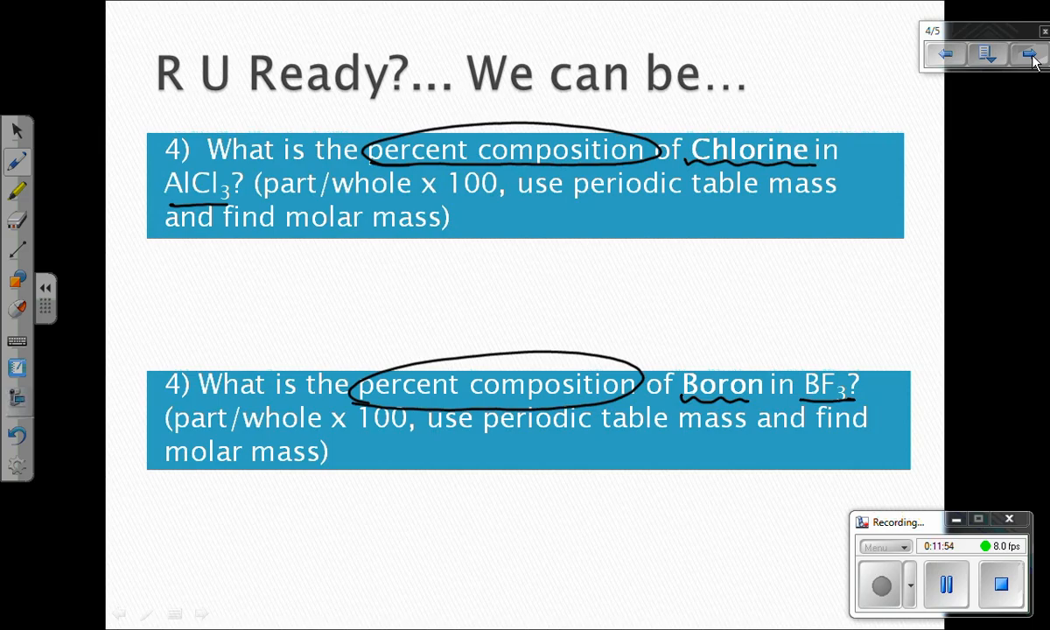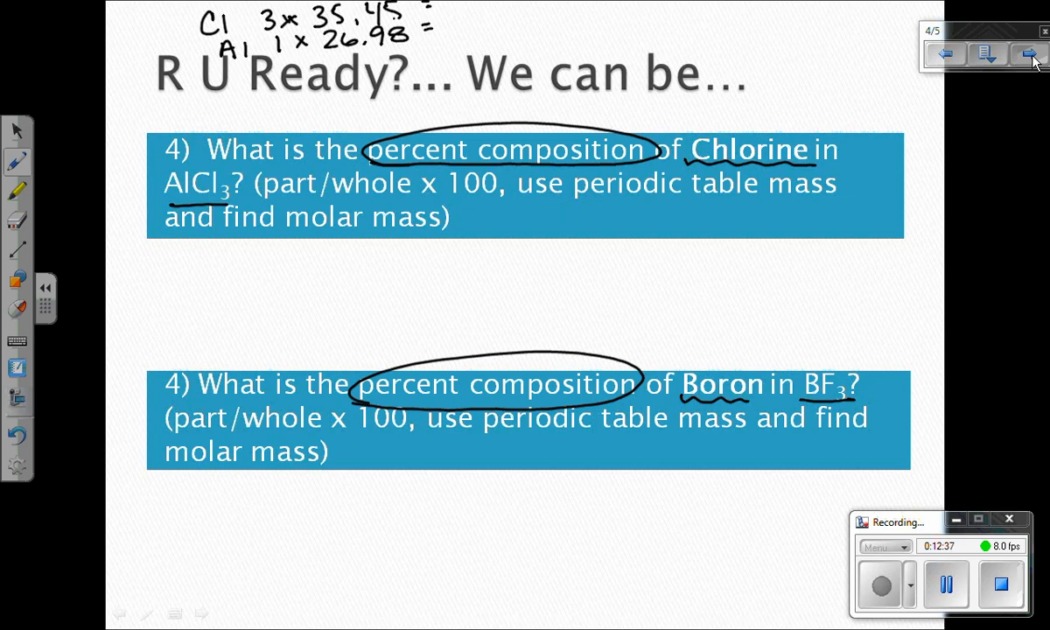Chlorine on the periodic table, I just knocked that over. That's okay. Chlorine is 35.45 when it's rounded. So Cl, and we have 3 of them, is 35.45. And then Al, there's 1 of them, and that is 26.98. I do know how to read. I do not have my glasses on though. So yeah, 26.98. Now we have to do some math.